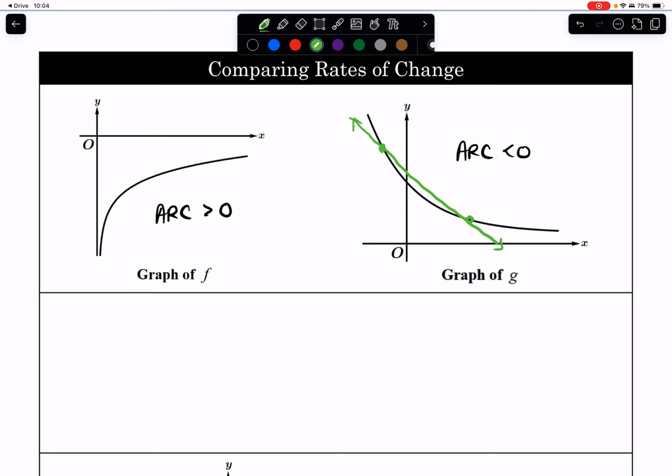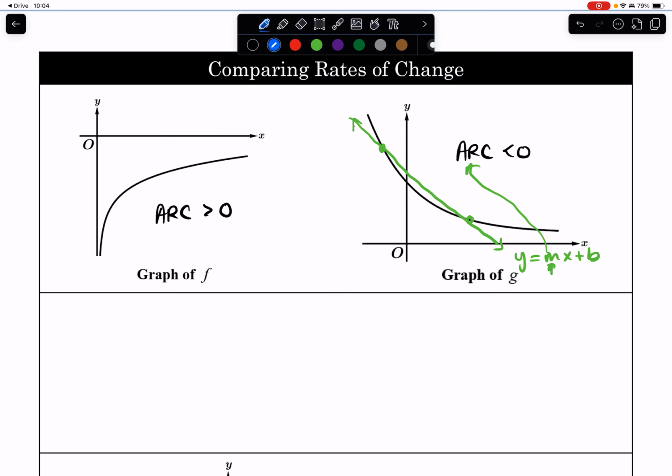Think about the equation of this green line. y is equal to mx plus b. The equation will look like this, and the value of m would have to be a negative number in order for the line to go downwards like this. So again, m correlates to average rate of change.